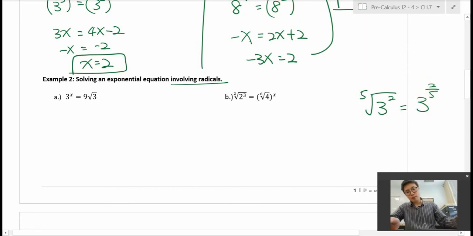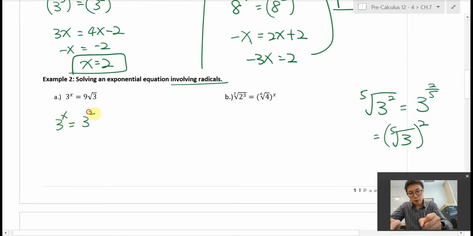Okay, and we're going to use this fact to do these questions. And really, this is the same thing as the fifth root of 3 squared, right? These three are all the same. Okay, so we're going to use this fact to do the following questions here. 3 to the power of x is simply 3 to the power of x. 9, we can rewrite that as 3 squared. Again, you have to have the same base. And then root 3 can be written as 3 to the power of 1/2. Okay, hopefully you remember that. Square root just means the exponent is 1/2.